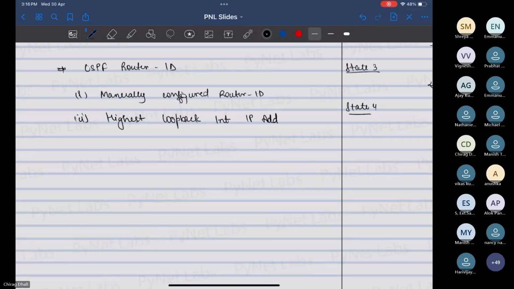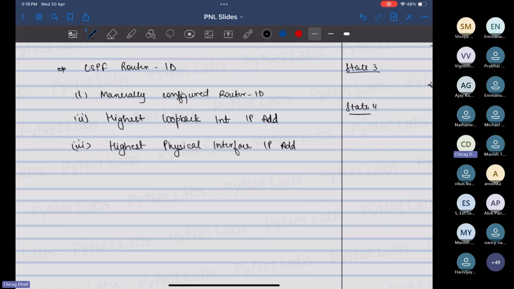If, let's say, the loopback interface is also not there, then we look at the third value, which is the highest physical interface IP address. Clear, guys?